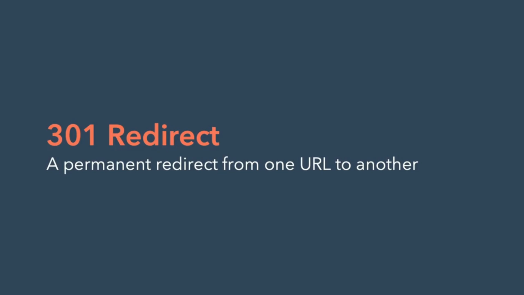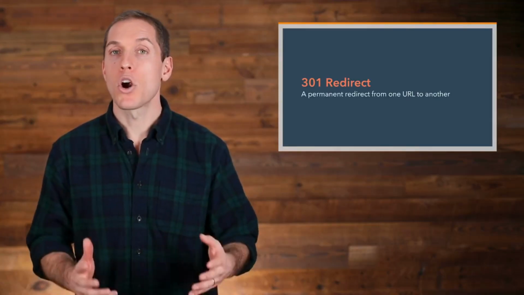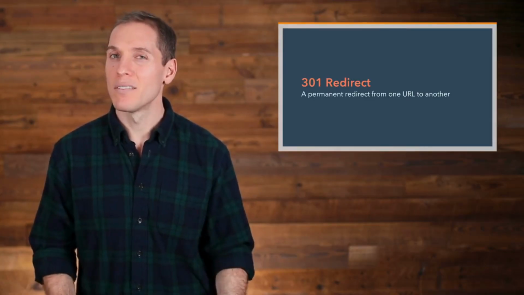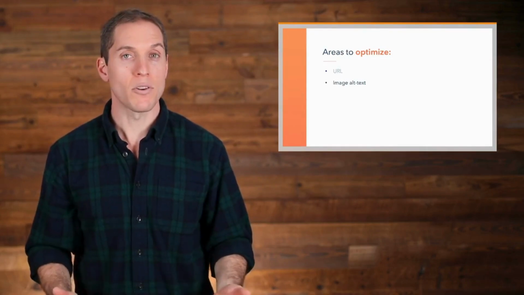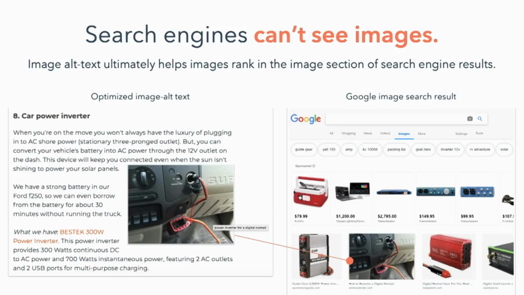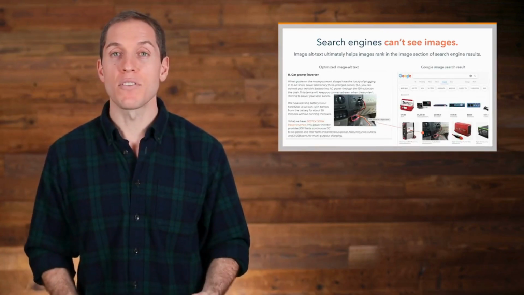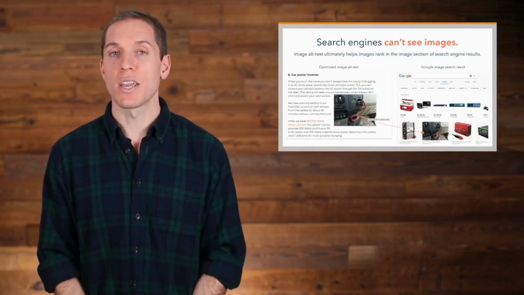Updating the URL creates a 301 redirect. A 301 redirect is a permanent redirect from one URL to another. Making updates to URLs hurts your SEO, and you don't want that. Moving on to image alt text. Search engines don't just look for images, rather they look for images with alt text. Because search engines can't see images the same way humans can, an image's alt text tells them what an image is about, which ultimately helps those images rank in the image section of search engine results. Consider optimizing your images with different descriptive variations of your long tail keyword.